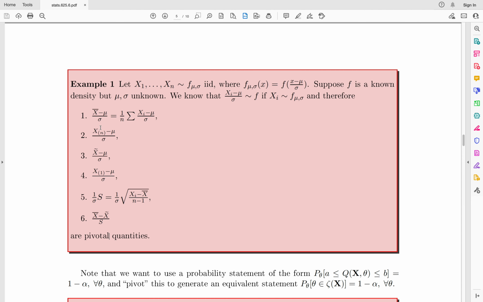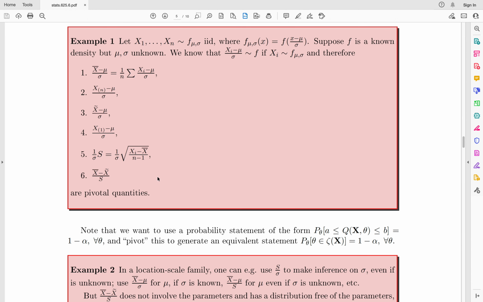or we can take the mean, we can take the largest value, the smallest value, the median, and due to the properties of each one, for example here number 4, the smallest value minus mu divided by sigma is the same as the smallest of the values xi minus mu divided by sigma. And since xi minus mu divided by sigma has a distribution which doesn't contain sigma or mu, we also see that the minimum of them doesn't contain sigma or mu, and therefore the minimum minus mu over sigma is a pivotal quantity.